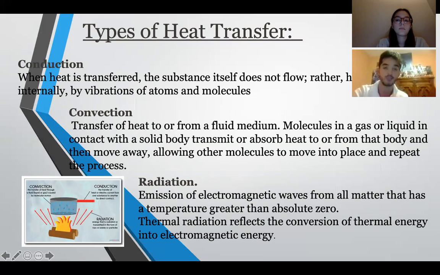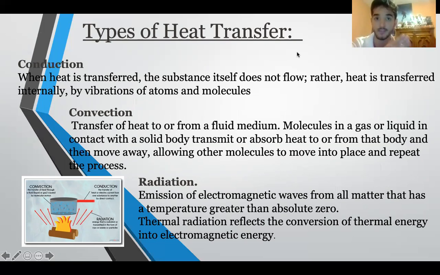Okay, so we have three different types of heat transfer. The first one is conduction. When heat is transferred, the substance itself does not flow. Rather, heat is transferred internally by vibrations of atoms and molecules. The second one is convection, the transfer of heat to or from a fluid medium. Molecules in gas or liquid in contact with a solid body transmit or absorb heat to or from that body and then move away, allowing other molecules to move into place and repeat the process.